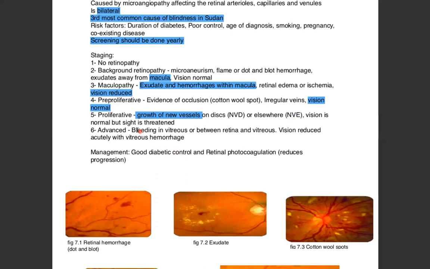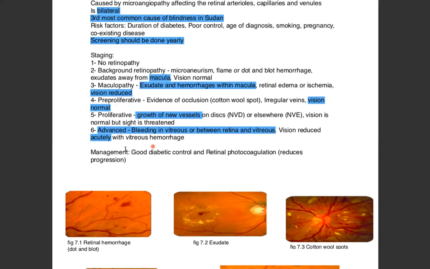آخر حاجة في الادفانسد والادفانسد بيحصل when there's bleeding in the vitreous أو between the retina والvitreous. وبيكون acute loss of vision. So vision بيحصل sudden شديد. يعني عندنا two options لأنه يحصل loss of vision in cases of diabetic retinopathy. يا يكون في maculopathy so we've affected the macula by exudates وhemorrhages وحاجات زي دي وإديمة وإسكيميا وكده أو يكون حصل vitreous hemorrhage which happens eventually as a result of the proliferation ده. تمام.